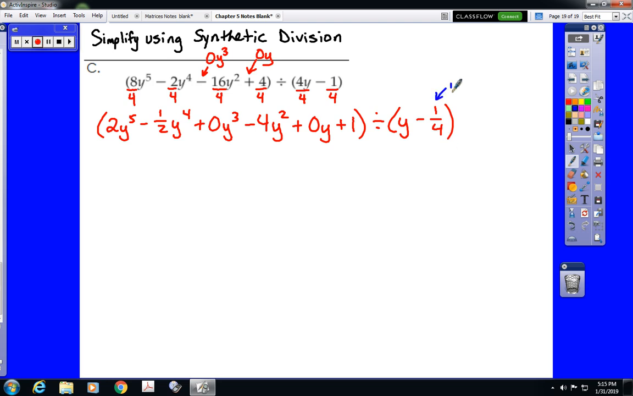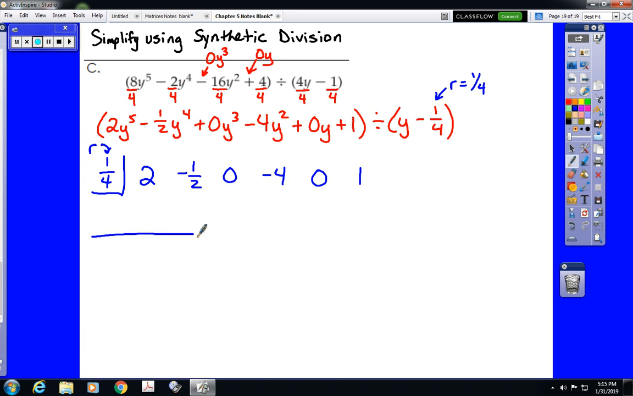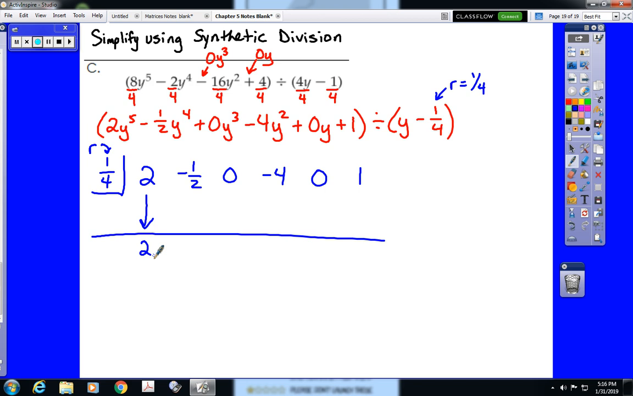So our R value is 1/4. That goes in the box. And 2, negative 1/2, 0, negative 4, 0, 1 would be the numbers outside the box. Drop that first term straight down, so 2. 1/4 times 2 is 1/2. Add down, that's a 0. We've never had this before, so we'll talk about how to deal with it here in a minute.